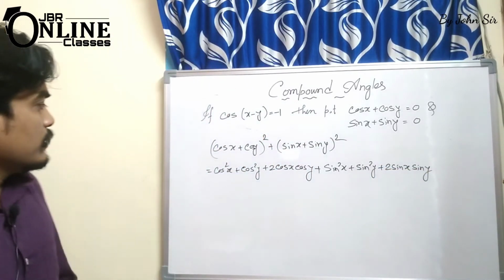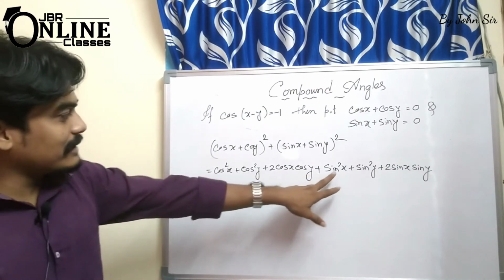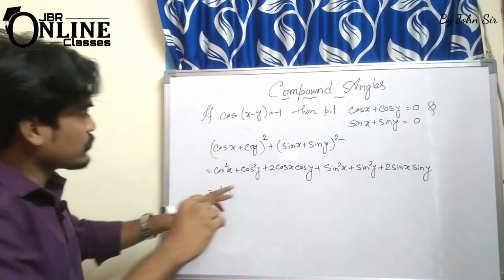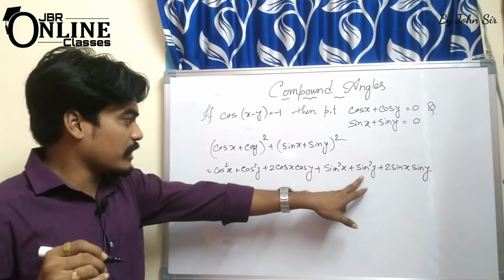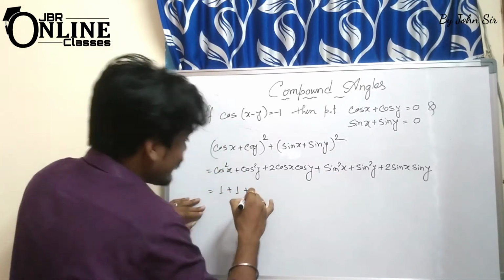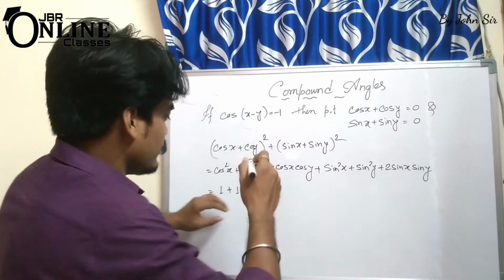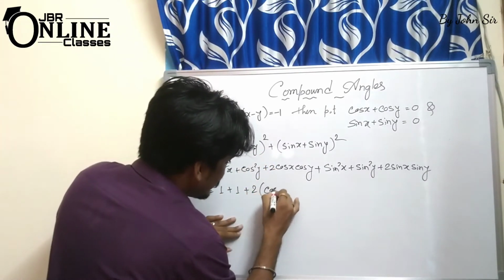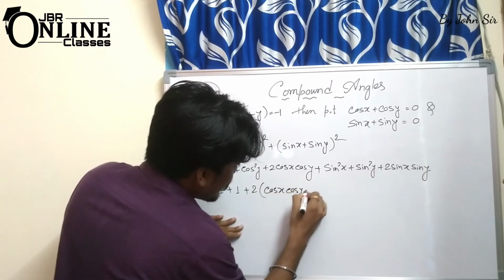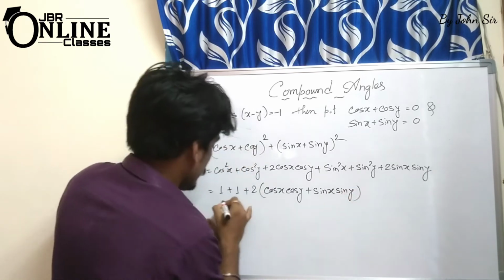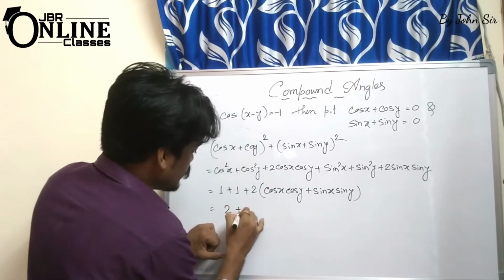Okay, so here cos² x and sin² x, that becomes 1, the formula. Next cos² y + sin² y is also 1. And here 2 cos x cos y + 2 sin x sin y. If 2 is common, then it becomes cos x cos y + sin x sin y. So that means 1 + 1 is 2.